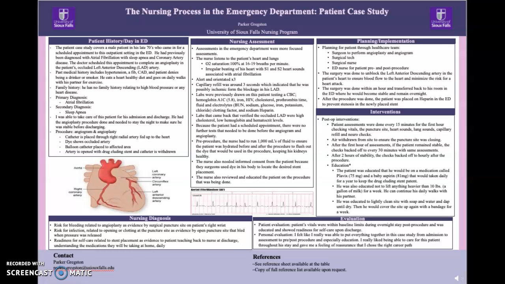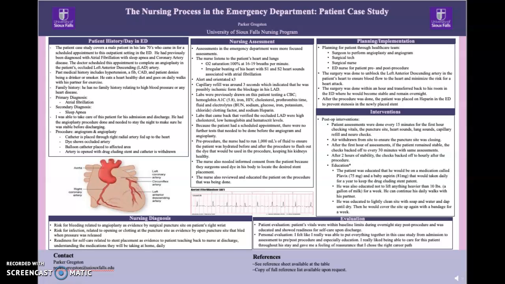Nursing assessment. Assessments in the ER are definitely more focused. So when this patient came in, we listened to his heart and lungs, did a neuro check, and checked capillary refill. His oxygen sats were 100% at around 16 to 19 breaths per minute throughout his stay. He was on room air. He had an irregular beating of his heart with S1 and S2 sounds, and that irregular beating of the heart is associated with atrial fibrillation. He was alert and oriented times 3. Cap refill was around 3 seconds, which indicated possible ischemic blood flow from the blockage of the left anterior descending artery.